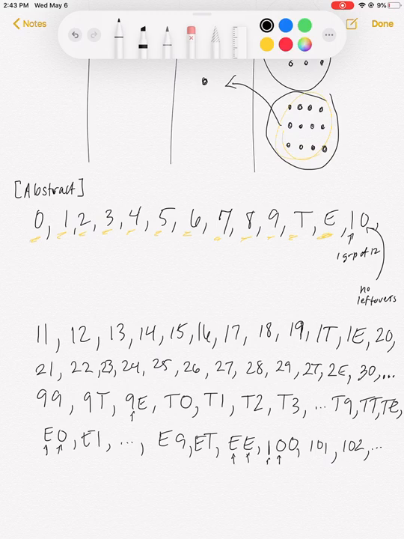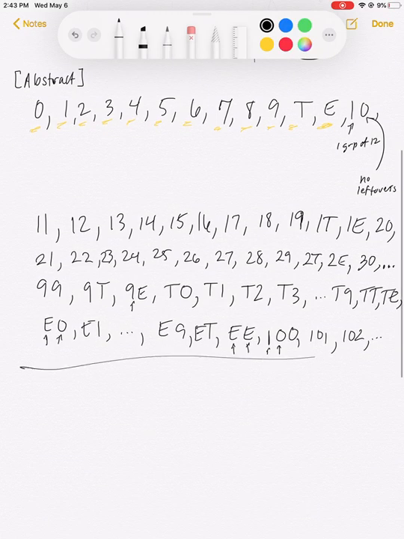Okay, so let's go ahead and do an example here. We want to show 1E4 base 12 on your chip chart.